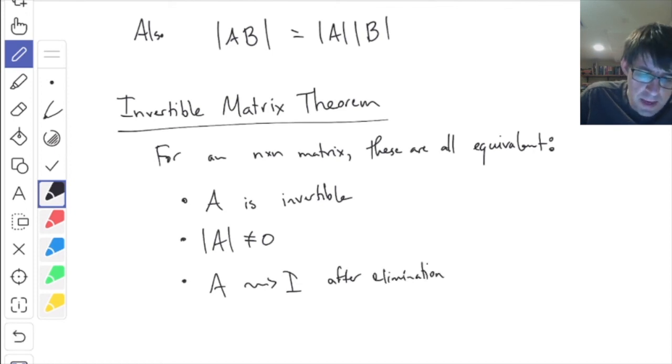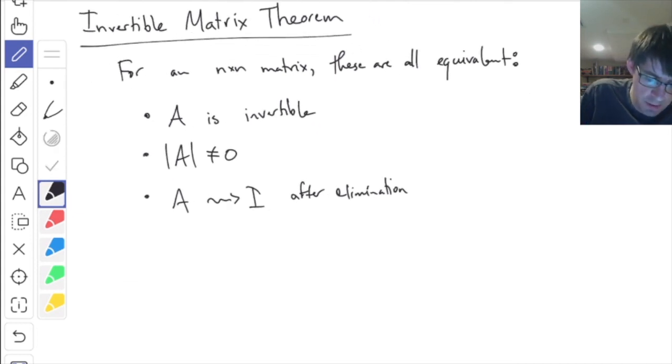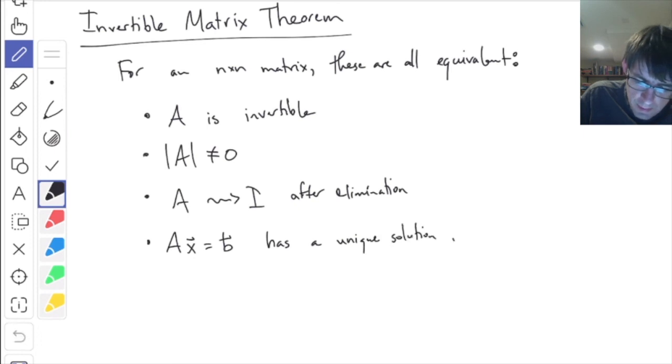But it also means many other things about, say, systems of equations involving A. Another thing it means is that the equation AX = B has a unique solution for any B, all right? This is another big, important thing.